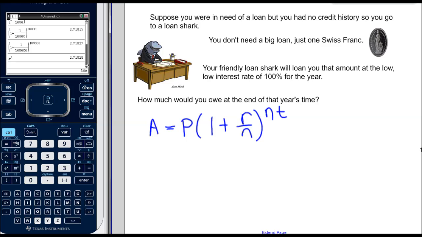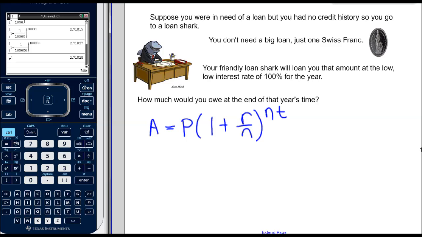So your loan shark says, okay, I'm happy to give you that loan, but I'm going to give it to you at 100% interest rate for the year. So you're going to pay that off at the end of the year. So how much would you owe at the end of that year's time?